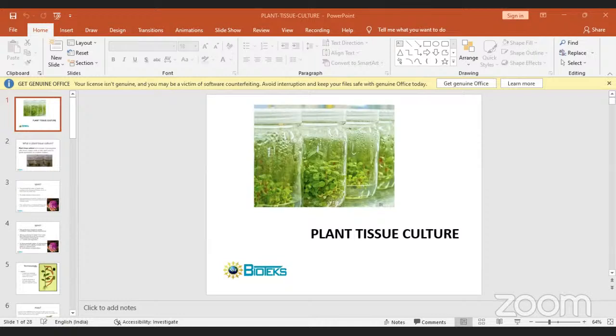The next process is the culture of isolated microspores, that is pollen. From the anther, screen the anthers, filter the microspores, and resuspend in fresh medium, then plating of the microspores. After embryogenesis, they develop into regenerated plantlets.